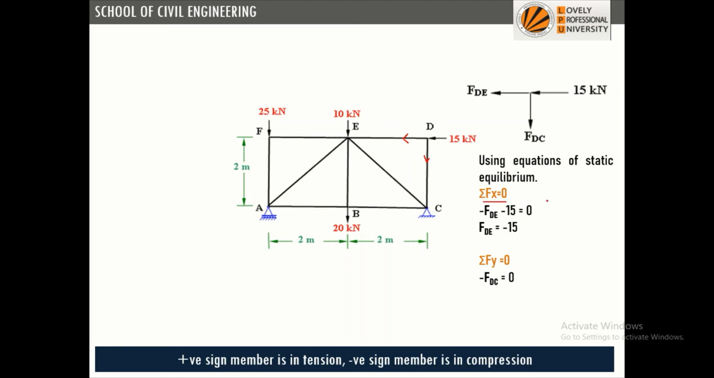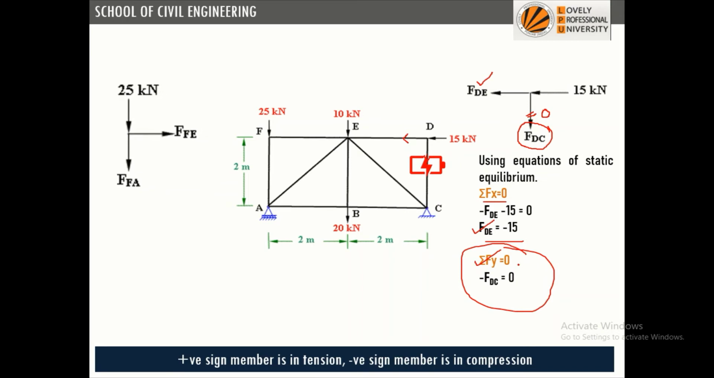When we solve sigma Fx is equal to 0, we find that FDE is in the negative x direction and 15 kilonewton is also in the negative x direction. So we write minus 15 and minus FDE is equal to 0. Solving this, we get the value of FDE as minus 15. Use the equation sigma Fy is equal to 0. We find that there is only one force and no external force is there. So this will be 0 for equilibrium. Sigma Fy, FDC will be 0.